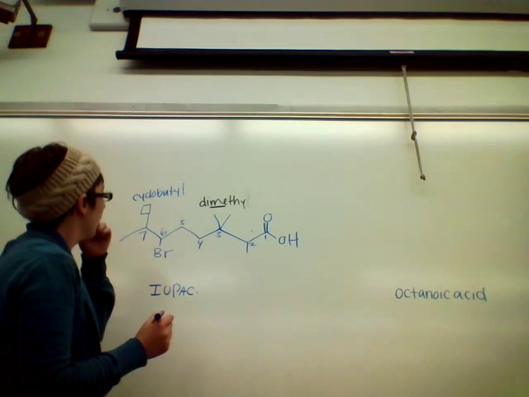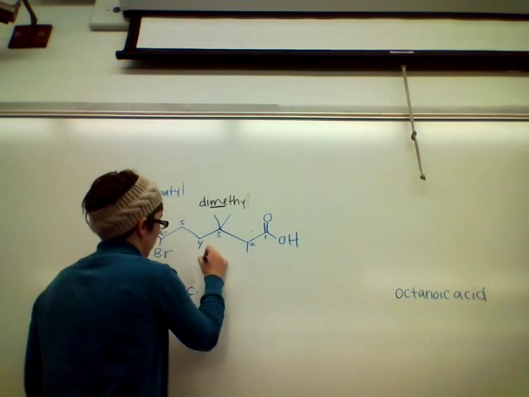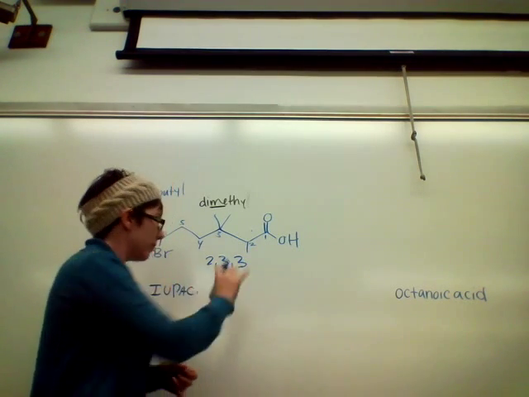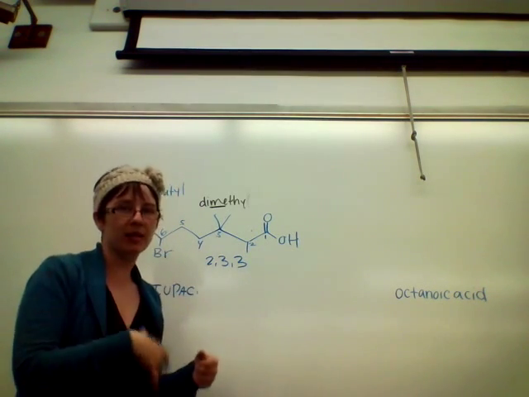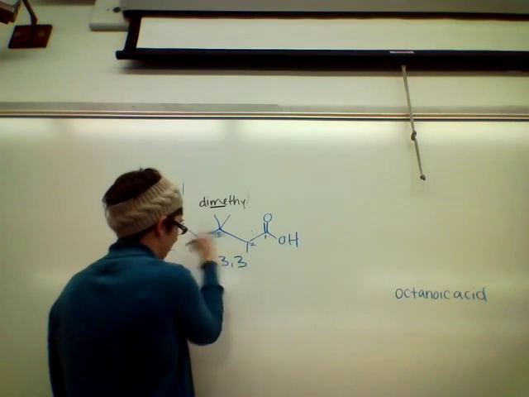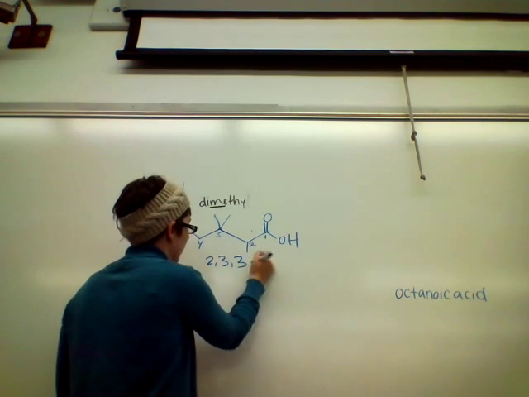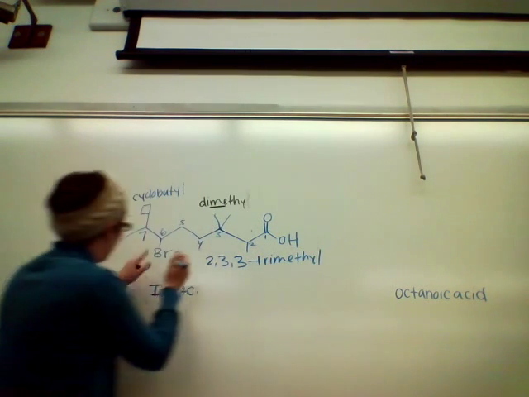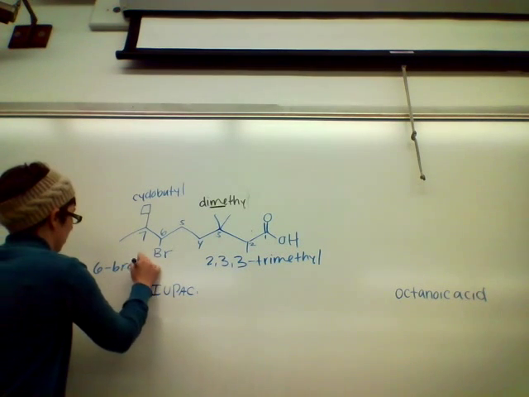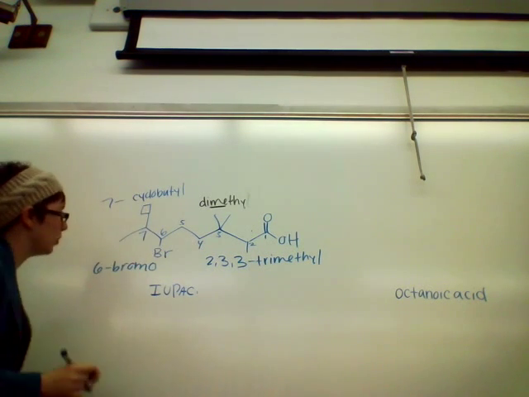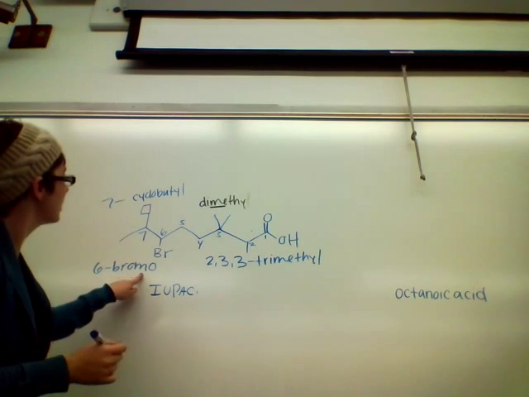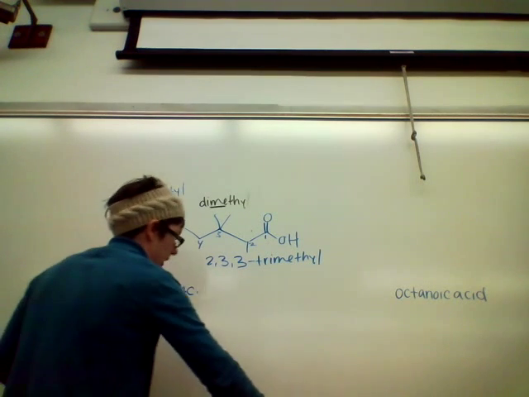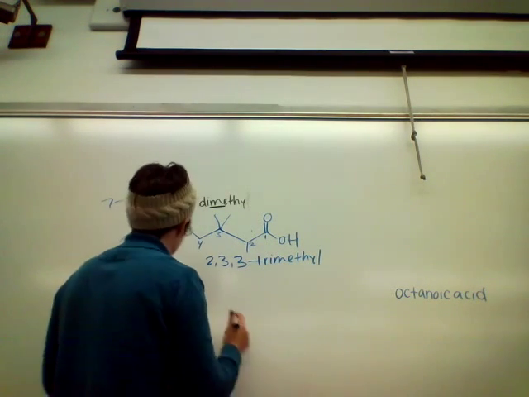But again, we're not going to alphabetize that. I like to put my substituents down and then alphabetize them. It just helps me sometimes when I have more stuff going on. So I know I have 2,3,3 trimethyl, and I have 6 bromo, and I have 7 cyclobutyl. So I see that bromine is going to come first, and then the cyclobutyl, and then the 2,3,3 trimethyl. I think I'm going to need a little bit more space on that.